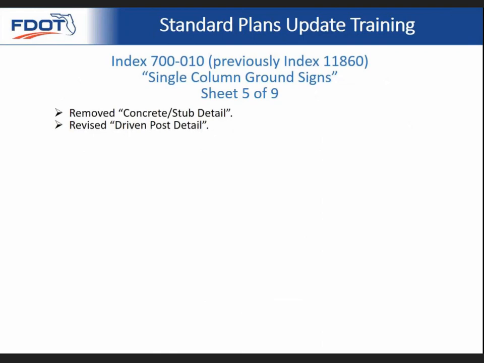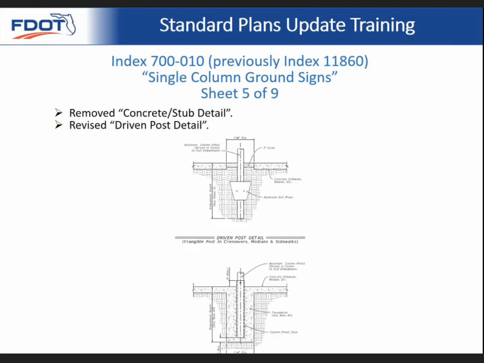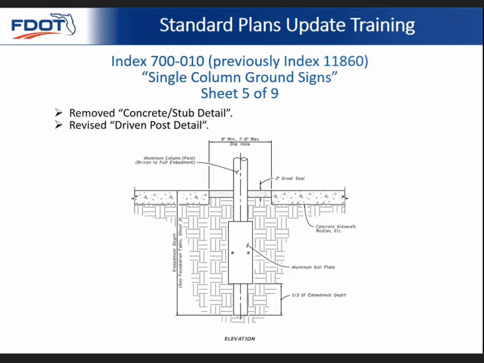Index 700-010, previously Index 11860, single column ground signs. The concrete stub detail has been removed and the driven post detail has been revised. These are both on sheet 5 of 9. And this is showing the new driven post detail in the standard plan.